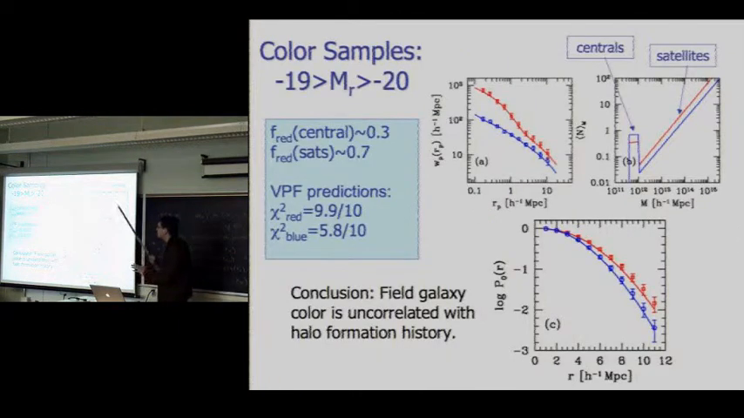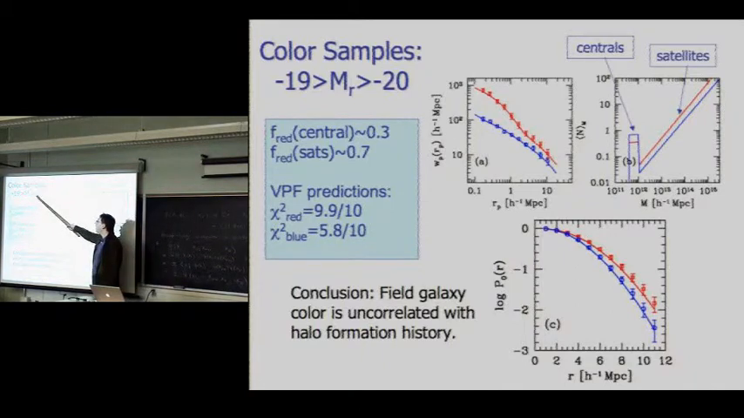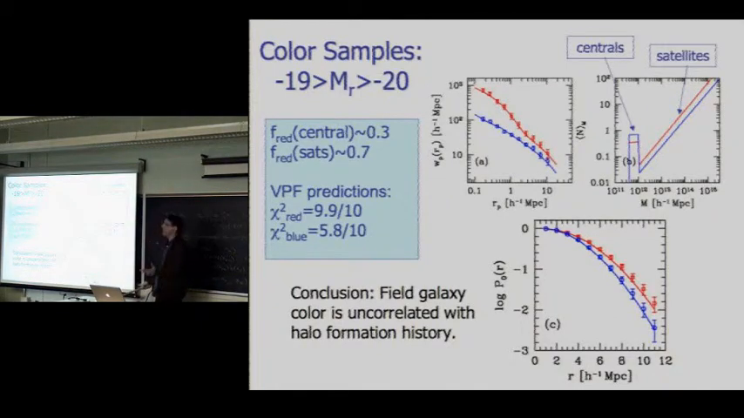And these are the results. So once again, we start with a two-point correlation function. We have a bin of galaxies from minus 19 to minus 20. So here's the two-point correlation function for blue and red. Once again, we get the expected results. So obviously, the red galaxies are much more clustered than the blue galaxies. And the lines are the best fit HOD models, which are given by these occupation functions.